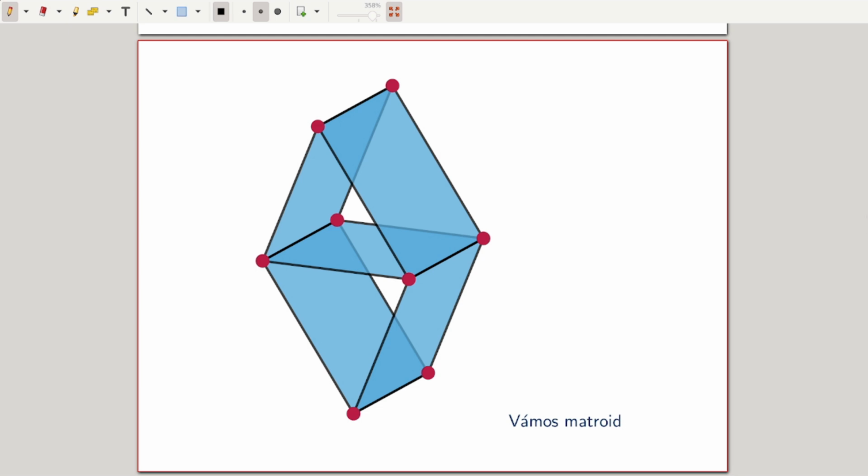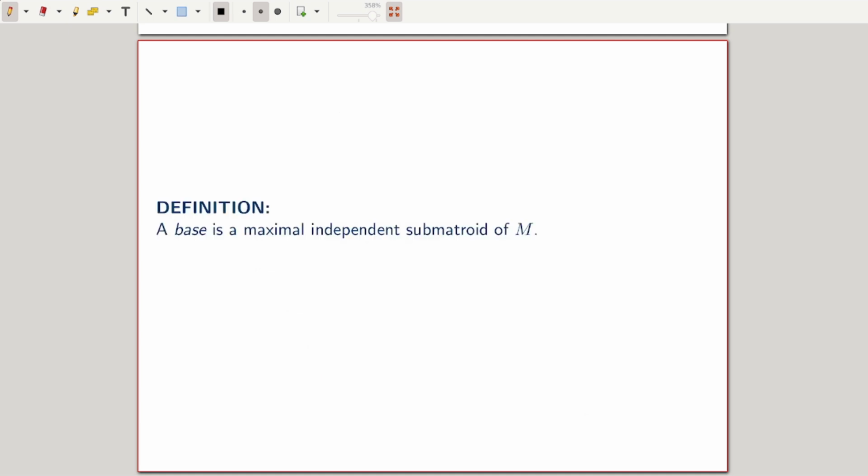From the realm of linear algebra, you may remember the word base. Here, a base is a maximal independent submatroid of M, or equivalently, it is its maximal independent set, meaning that no additional element can be added to it without losing its independence.